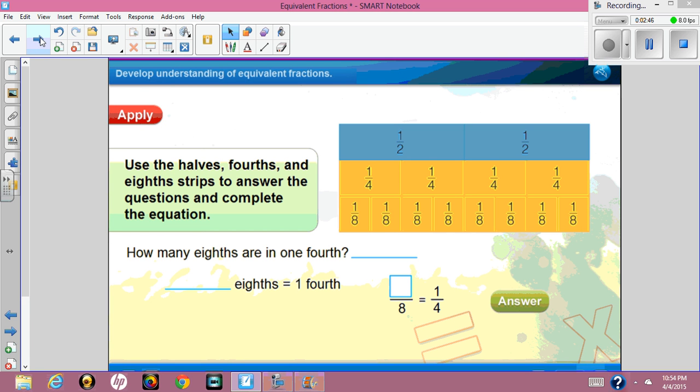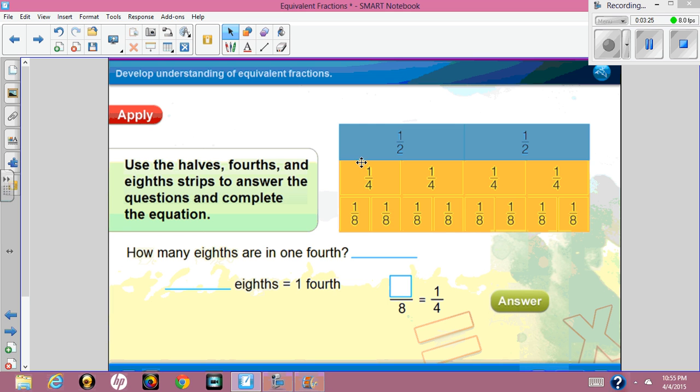Let's look at equivalent fractions in this particular demonstration. We have 1/2 and 1/2, which are all equal to a whole. We have one strip divided into halves, one strip divided into fourths, and one strip divided into eighths. It says over here, use the halves, fourths, and eighths strips to answer the question and complete the equation. It says, how many eighths are in 1/4?